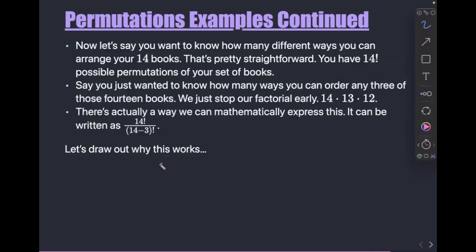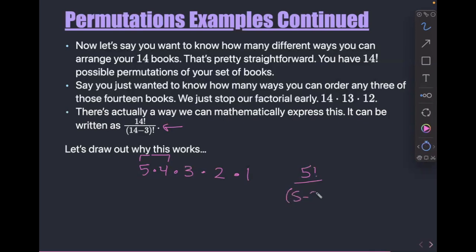So say I have 5 factorial. So 5 times 4 times 3 times 2 times 1. And say I just wanted to do 5 times 4. That means I just want 2 terms, right? So the way this formula works, I would write that as 5 factorial over 5 minus 2 factorial, because I just want these first 2 terms.